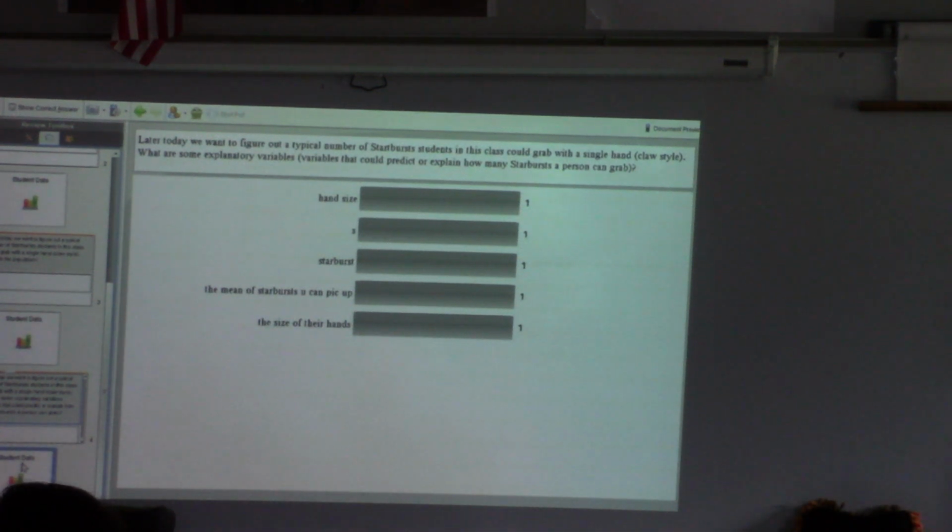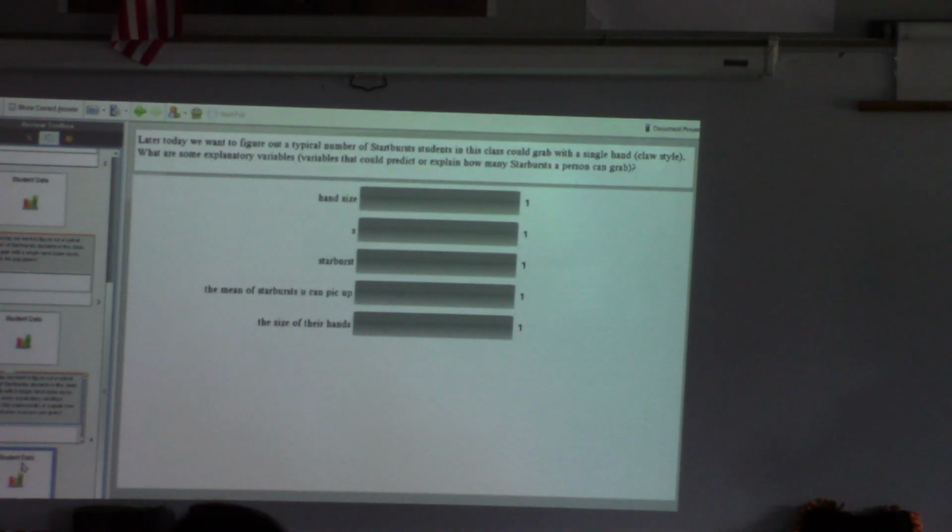Let me ask you this, okay? All the variables we've talked about so far definitely could explain or predict how many Starbursts a person can grab, right? Right. Are there other variables out there that may not predict how many Starbursts you could grab? Yes. Okay, what about hair color? Could that predict how many Starbursts someone grabs? No. Probably not. How about the shoe size?